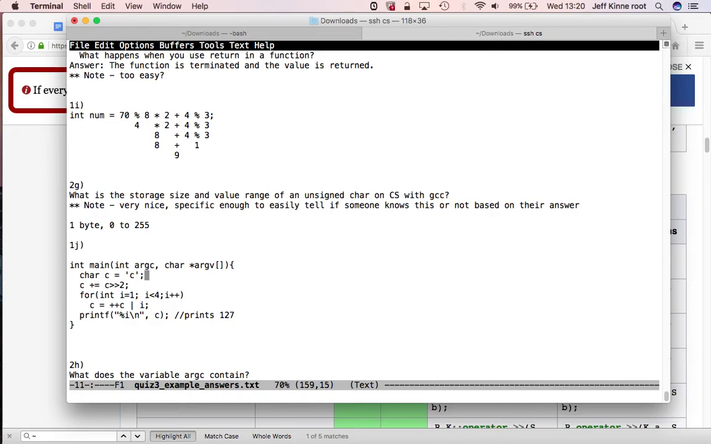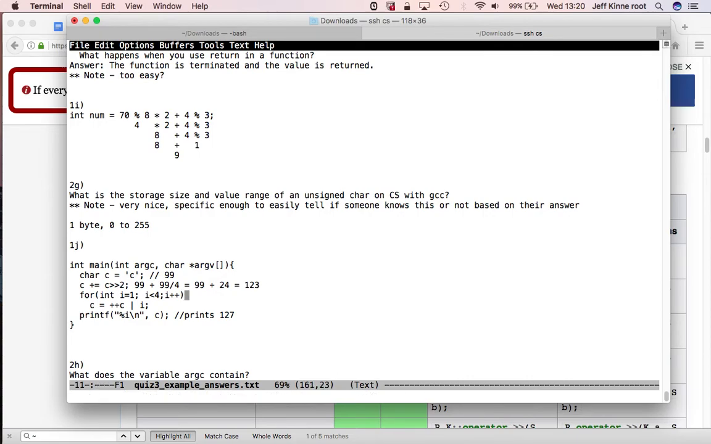Okay, we'll do this one. C now, all right. So C is going to be 99. If we shift C by, so we're going to do 99 plus 99 shifted by 2, which is the same as dividing by 4, which is easier to do here. So this is 99 plus divide by 4, round down is 24, so that's 123.